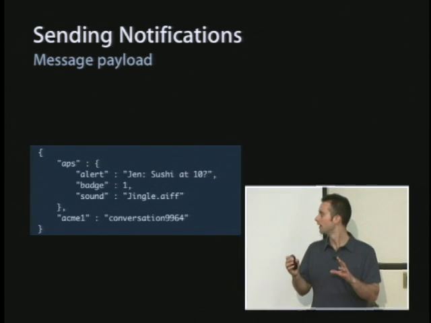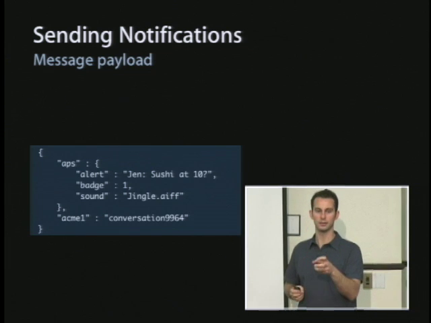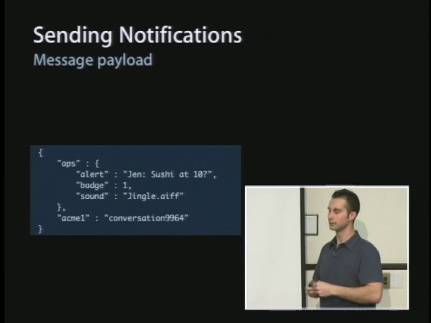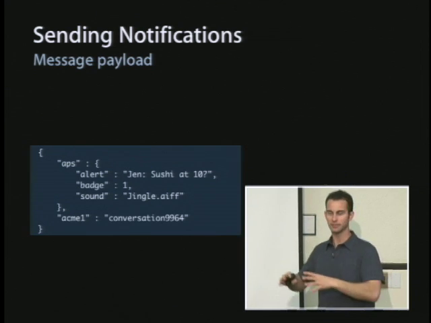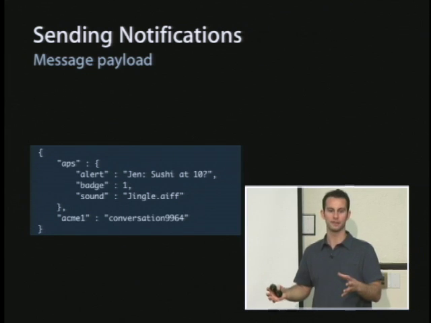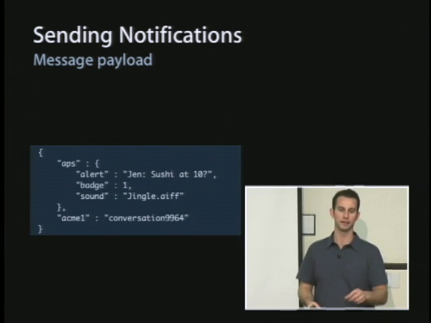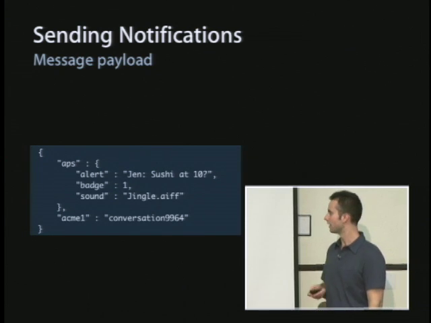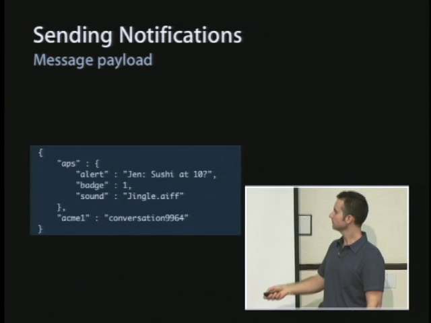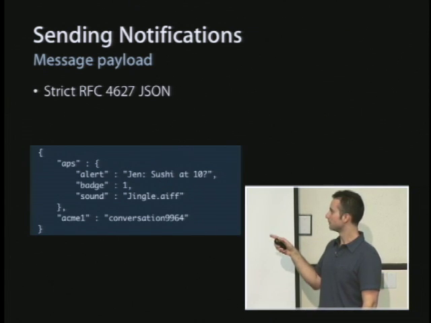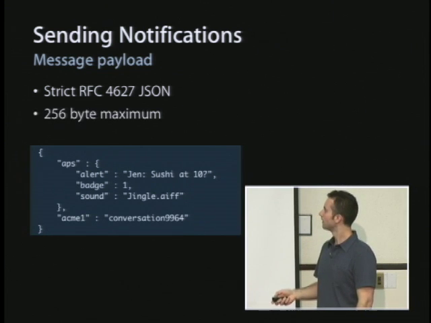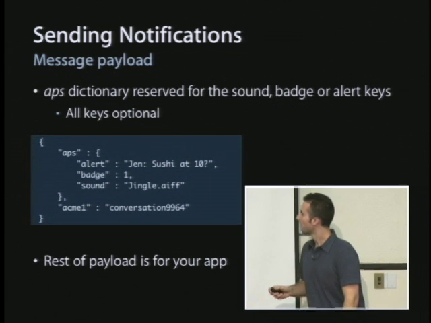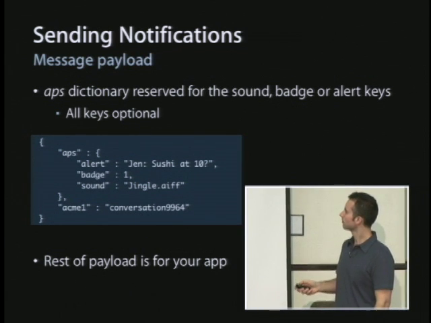Inside the aps dictionary, you can say alert and then the text of an alert, which will be displayed in the iPhone. You can set the badge of your application to indicate that you have unread messages, and you can play a sound on the iPhone that you've bundled with your app when you built the app ahead of time. You can't send sounds across the internet, but you can play ones that are already on your app, like if you had a custom jingle for your instant messaging client, for example. As I mentioned, these payloads are JSON, so they have to be correct and valid JSON, and they're limited in size.